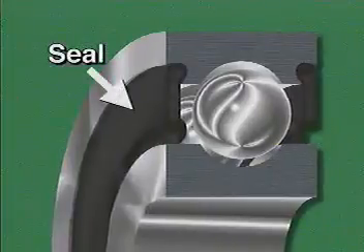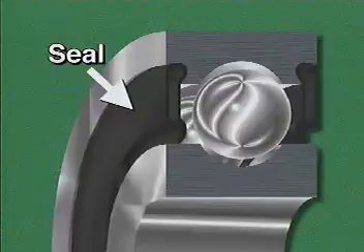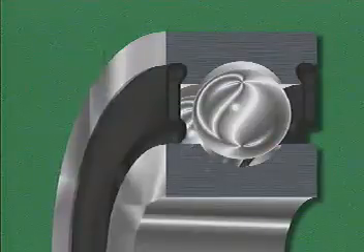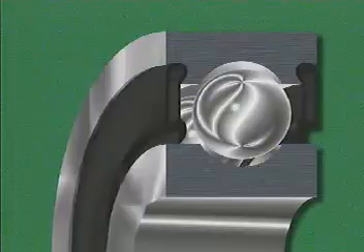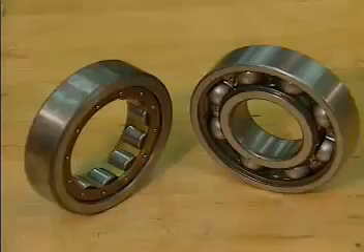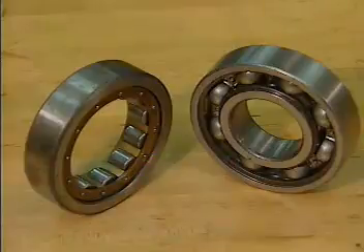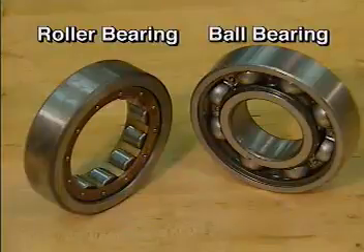Another type of protective device is a seal. A seal is similar to a shield, but it has a lip that rubs against the ring that rotates. Seals are used primarily on permanently lubricated bearings because they prevent the lubricant from leaking out of the bearing. Rolling contact bearings can be divided into two categories based on the shape of their rolling elements. The two categories are ball bearings and roller bearings.